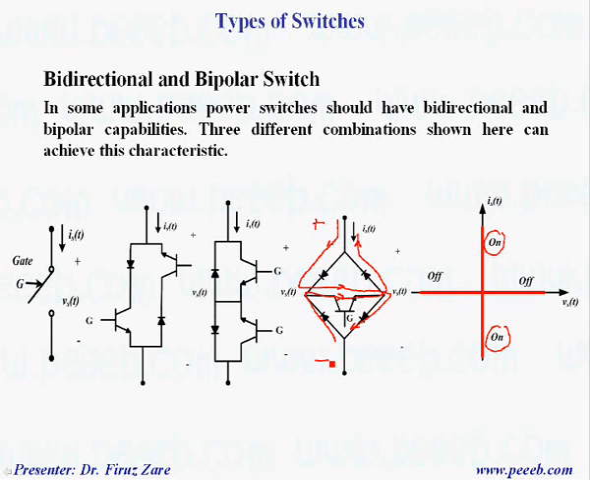In this case, if we look at this leg, one of the diodes can block, and if we look at this leg, one of the diodes can block. And when we have negative voltage, again, in these legs, this diode can block and this diode can block. That means this switch can block positive voltage and negative voltage.